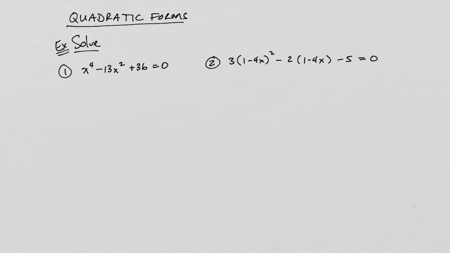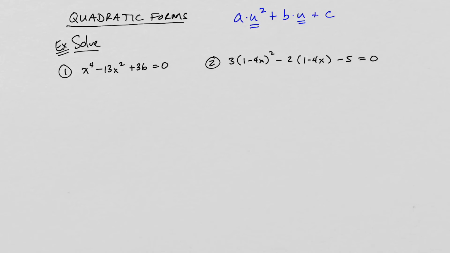All right, so the last part of this section we're going to devote to something called quadratic forms. A quadratic form is an expression that resembles a quadratic but is not necessarily a quadratic. So a quadratic form is something that looks like a times u squared plus b times u plus c, where this u may not simply be a variable, it might be a variable expression, okay?